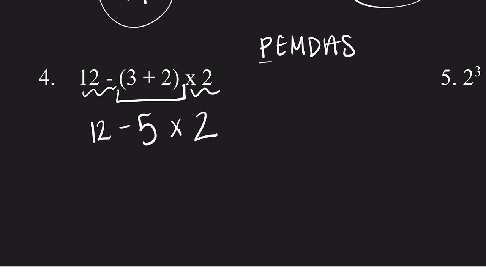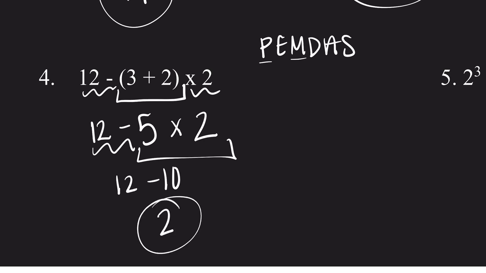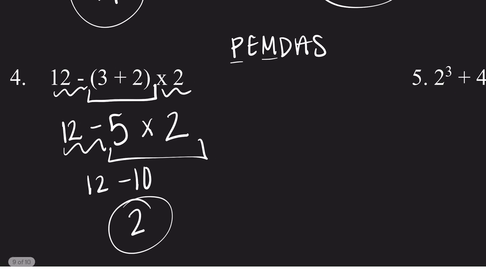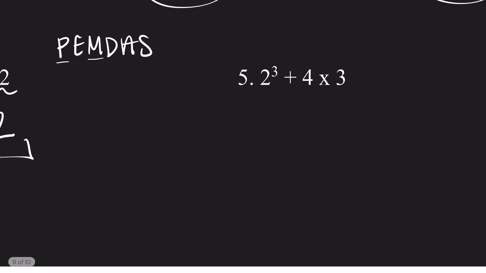Now we're going to start PEMDAS over again. We're done with parentheses. No exponents. I do have multiplication. 5 times 2 is 10. Everything else we're going to carry down. 12 minus 10 is 2.